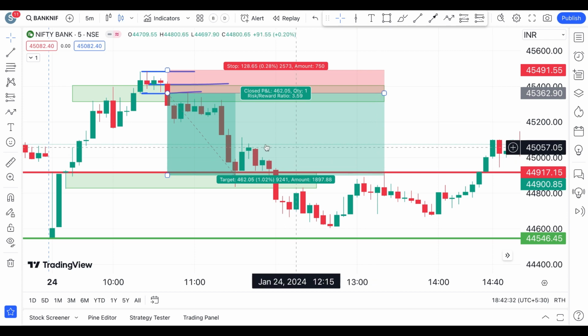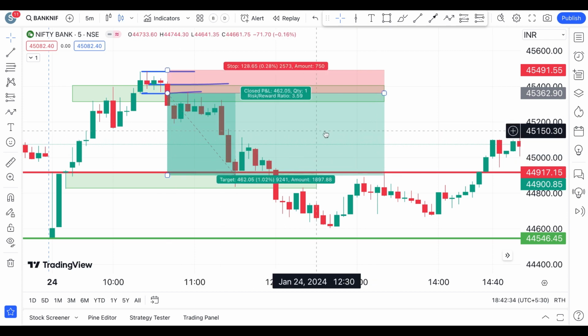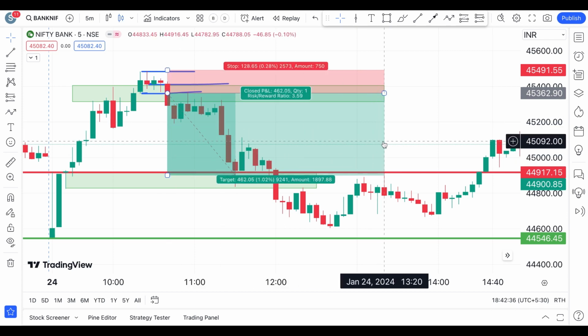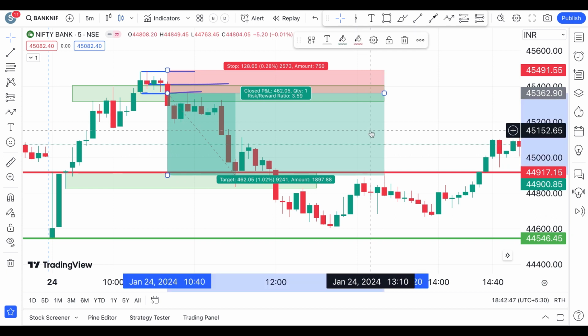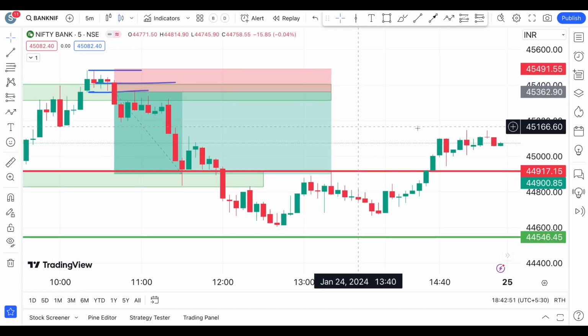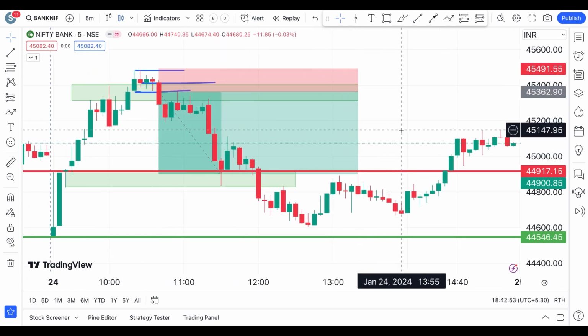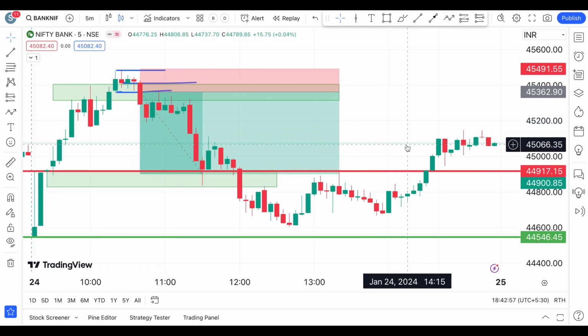So this trade lasted from almost 10:40 to 1:20. That's 11:20, 12:20, and almost 1:20, 20 minutes less than 3 hours you are in the trade. But you have seen a good 462 points of momentum in Bank Nifty, that too in one single trade. That is how you should have traded if you want to trade this sort of setup.